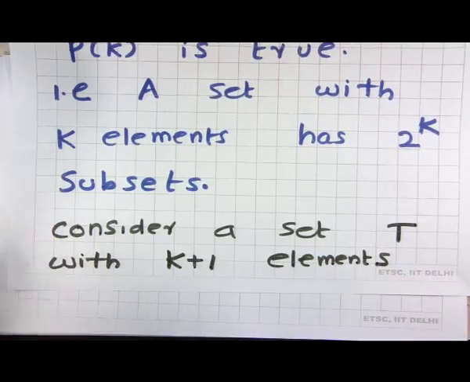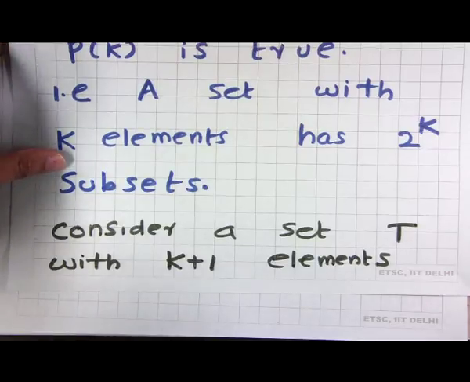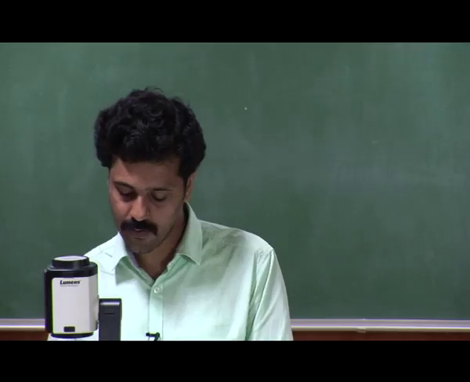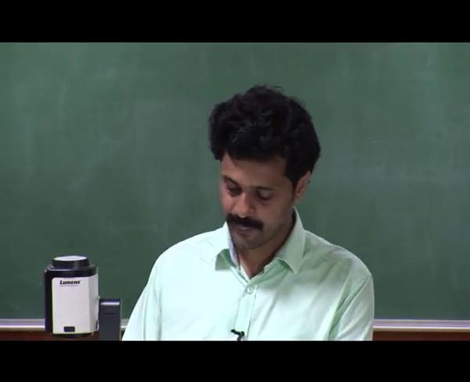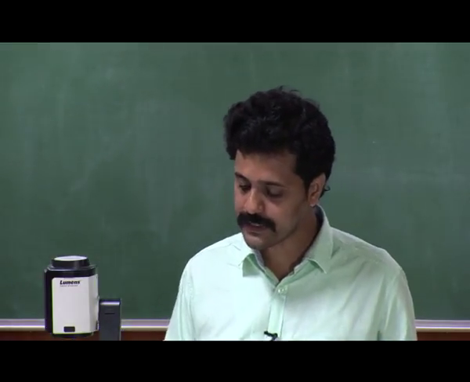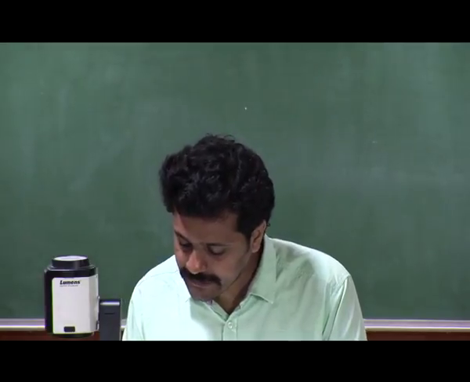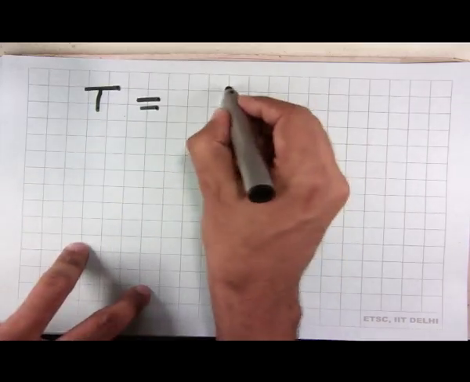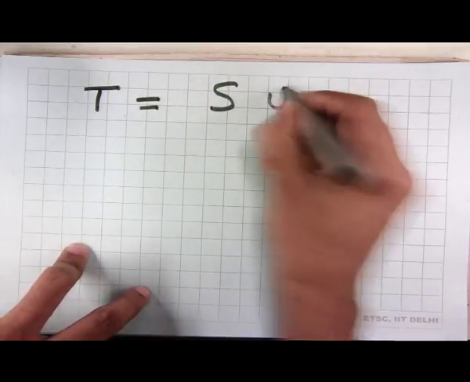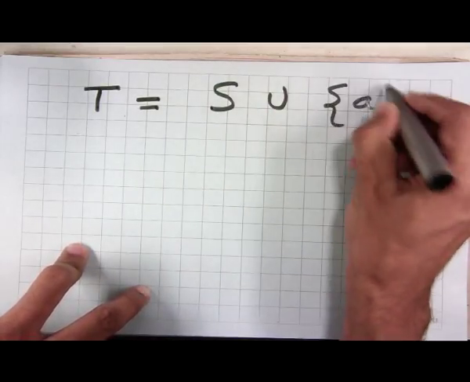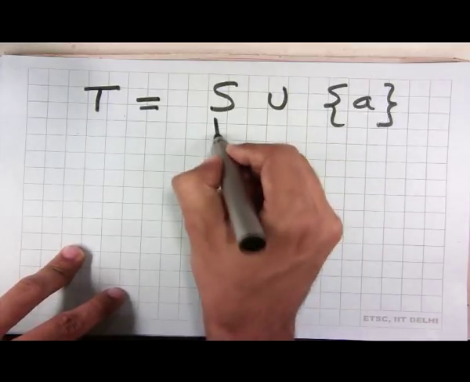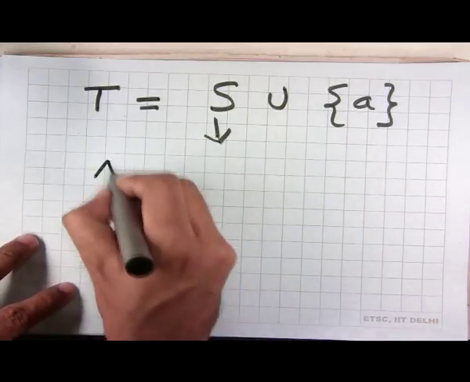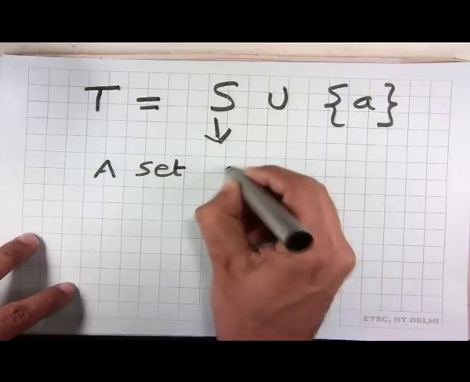If you want, you can name it as A1, A2, A3. Elements in T can be named as A1, A2, A3, so on, Ak plus 1. Now, it is not hard to see that T, the set with k plus 1 elements, can be expressed as S union A, where S is a set with k elements.